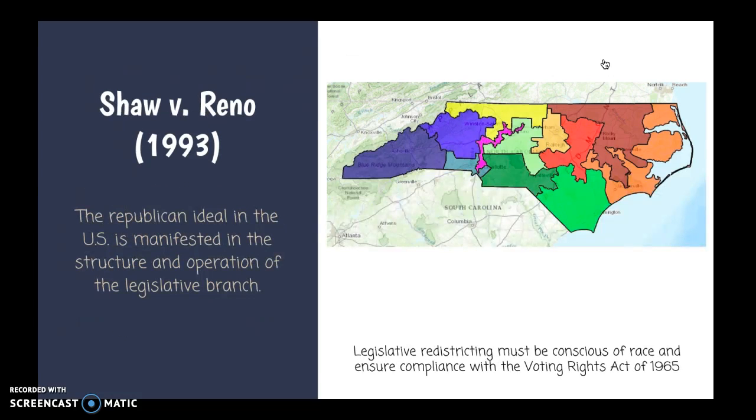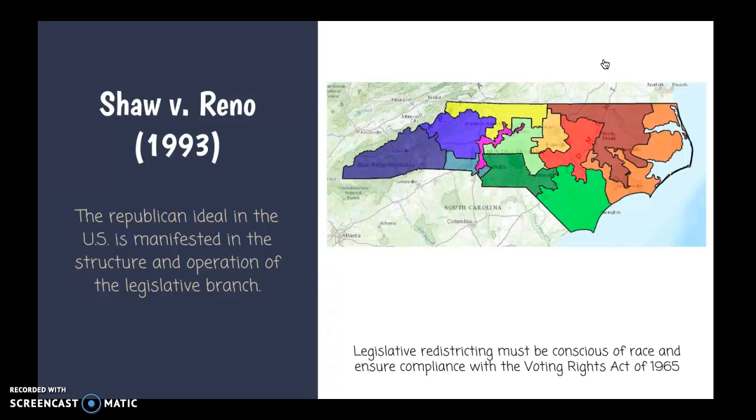We also talk about Shaw versus Reno. This is another redistricting case and whether or not districts drawn, whether they are conscious of race or not, have to be compliant with the Voting Rights Act of 1965. So as you can see, this is an act that had been 30 years old at this point that was still being challenged in North Carolina as they were drawing some of the districts.